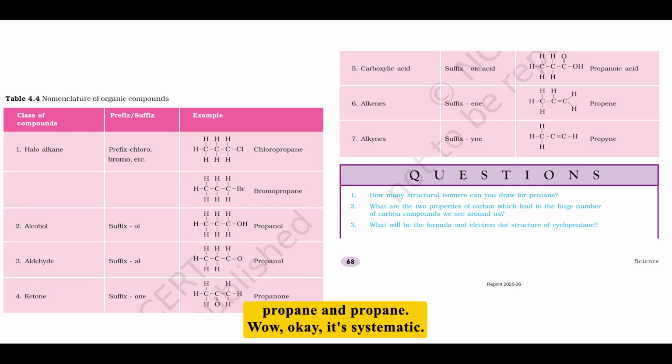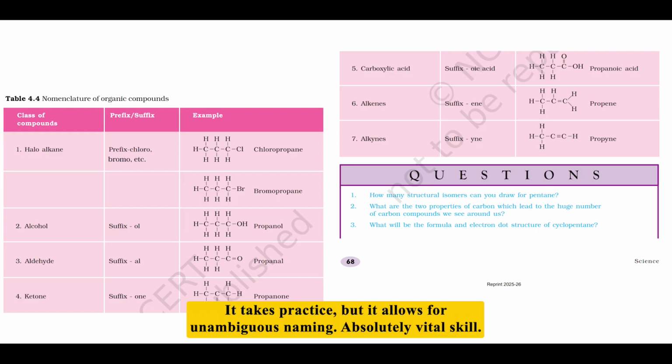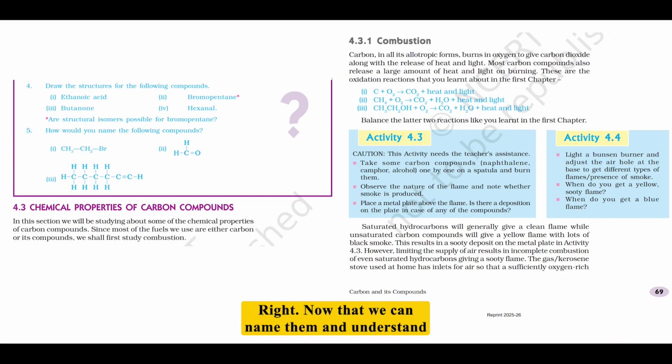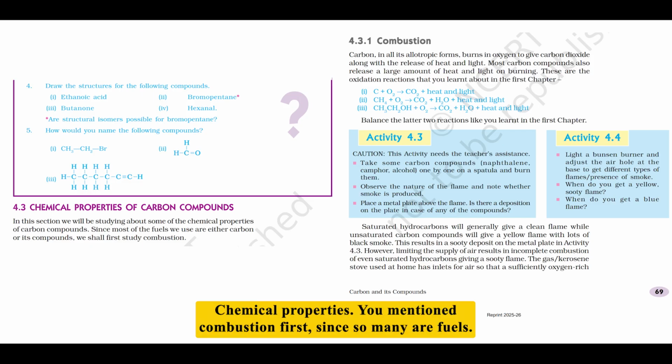Wow, okay. It's systematic. Identify the chain, identify the functional group, apply suffix and prefix rules, adjust for saturation. That's the core logic. It takes practice, but it allows for unambiguous naming. Absolutely vital skill. Now that we can name them and understand their structure, let's get into their reactions. Chemical properties. You mentioned combustion first, since so many are fuels.